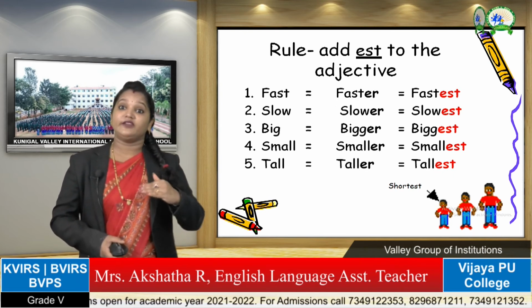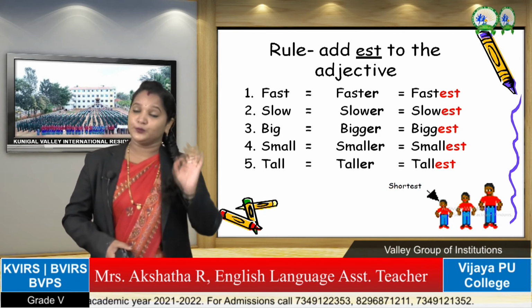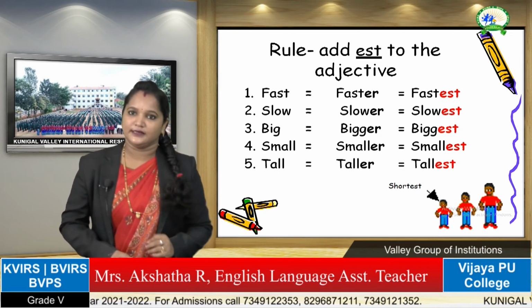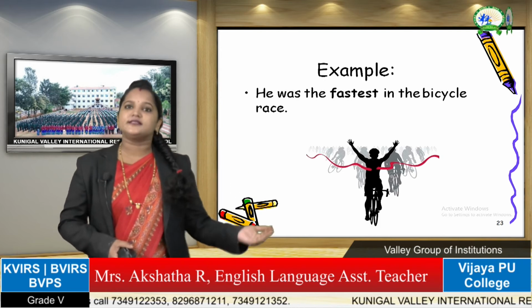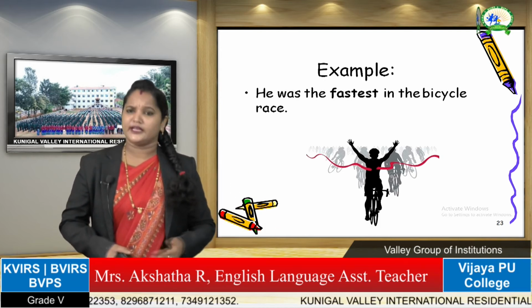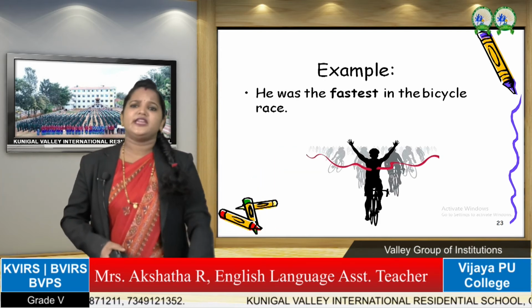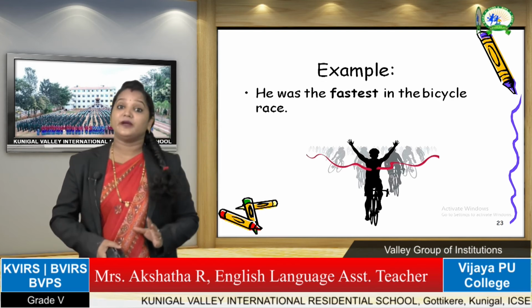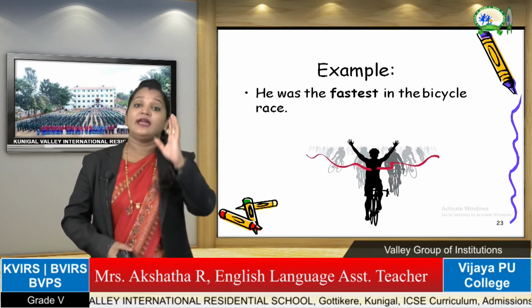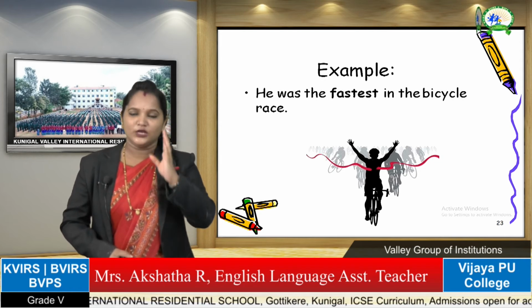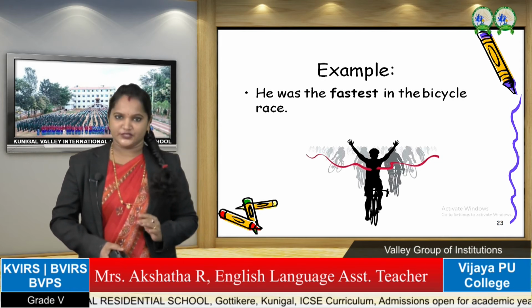In the comparative degree, we used to add er. In the superlative degree, we are adding est. Same way, you can see here, he was the fastest in the bicycle race. There are many people in the bicycle race. He was the fastest. When it is an est word, we should understand it is superlative degree and there are more than two people. Then only we use the superlative degree of adjectives.